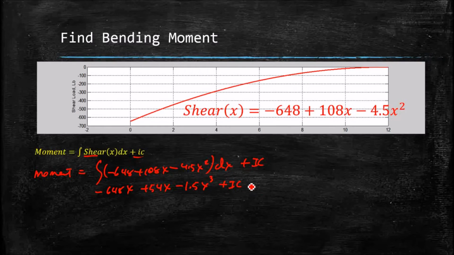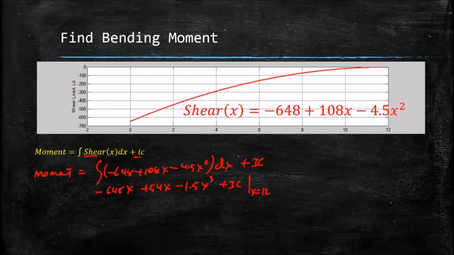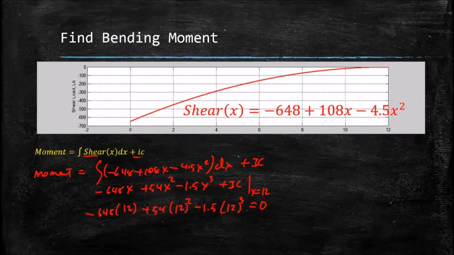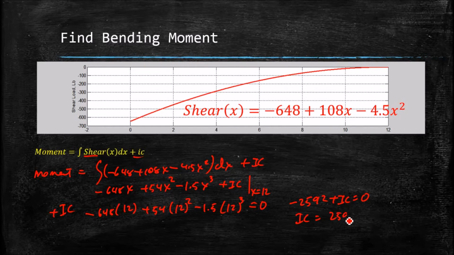And again, we know that at x equals 12, the bending moment has to be 0 because, again, there's nothing out at the end of that beam or cantilever. So if I evaluate this at 12, I get minus 648 times 12 plus 54 times 12 squared minus 1.5 times 12 cubed equals 0 plus my initial condition. And when I solve that out, I get minus 2592 plus the initial condition equals 0, which gives us an initial condition equal to 2,592 pounds-feet. And that gives me my final M of x.